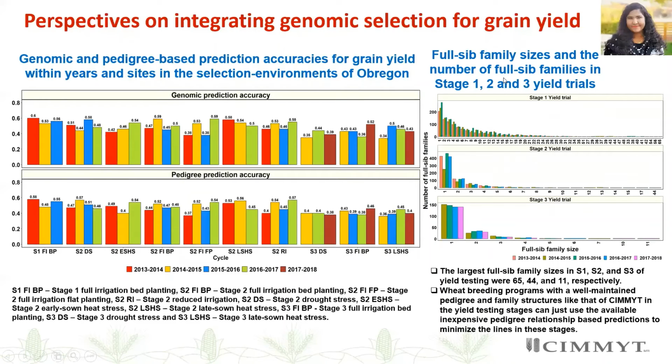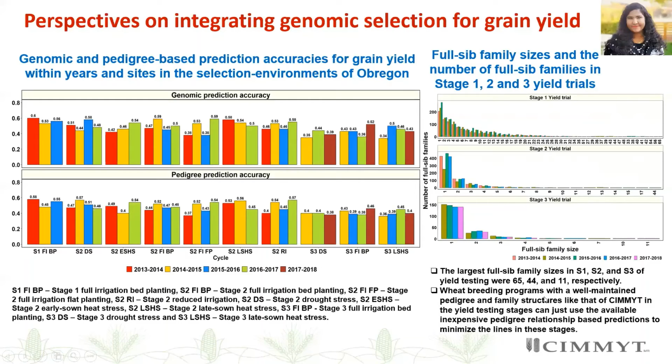So we started looking at the full sib family sizes and the number of full sibs in these stage 1, 2, and 3 yield testing stages. If you look at this, you can see in stage 1 of yield testing, the largest family had 65 full sibs. In stage 2, it had 44 full sibs. In stage 3, there were just 11 full sibs.